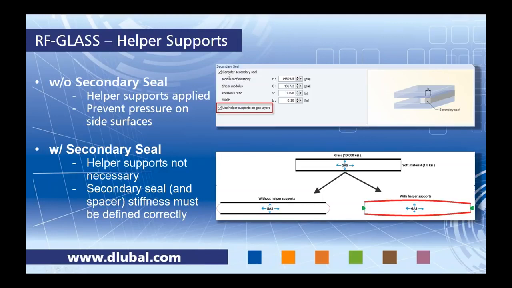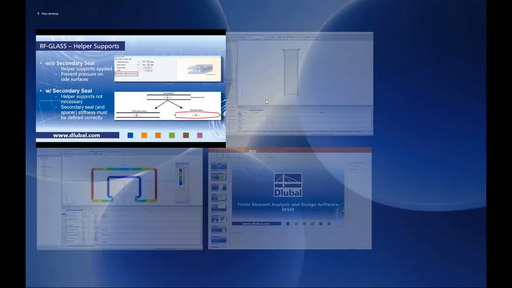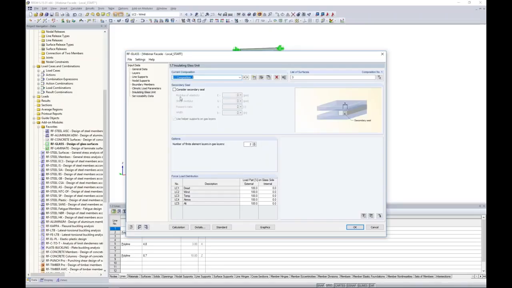Now, when we choose the option with secondary seal, so we turn this on, we give you the opportunity to define the stiffness of the secondary seal as well as a spacer so that you can accurately consider what that stiffness should be. That's why we now give you the option to turn on or off those helper supports. So if you'd like to define the stiffness exactly, then by all means turn off the helper support and you'll get the exact behavior there. For us, we're going to turn this off today, and we're just going to use those helper supports.